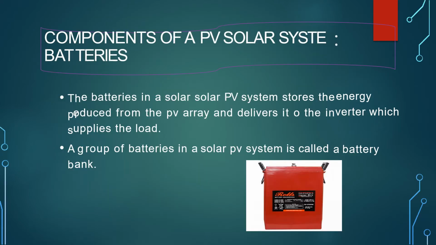The second component of a solar PV system is the battery. The batteries in the solar PV system store the energy produced from the PV array and deliver it to the inverter, which supplies the load. A group of batteries in a solar power system is called a battery bank.